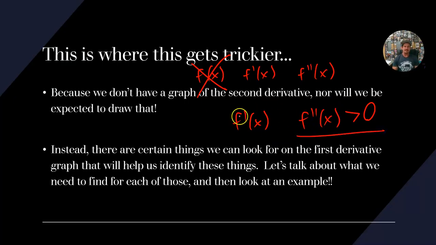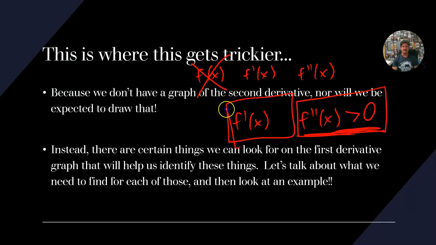Well, the second derivative is the derivative of f prime of x, right? F double prime of x is just the derivative of f prime of x. Well, if I need this derivative to be positive, that means, going one step back, this function right here is going to be increasing. If I want the second derivative to be positive, that means the first derivative is going to be increasing.